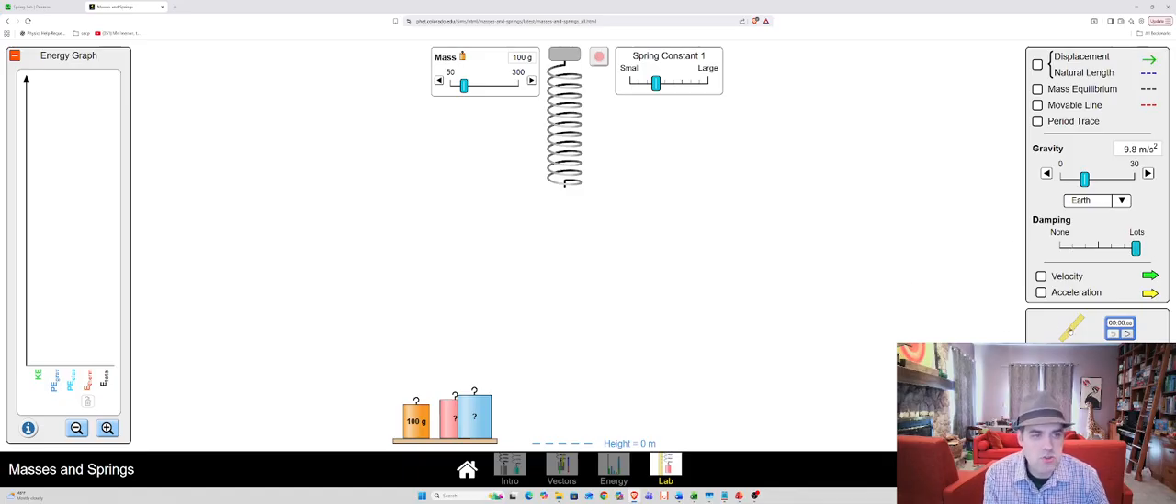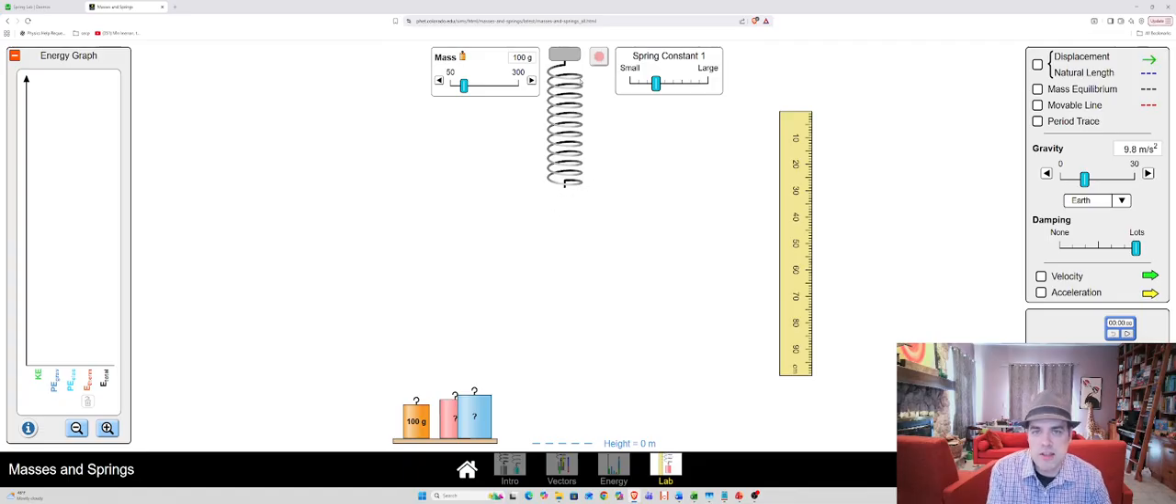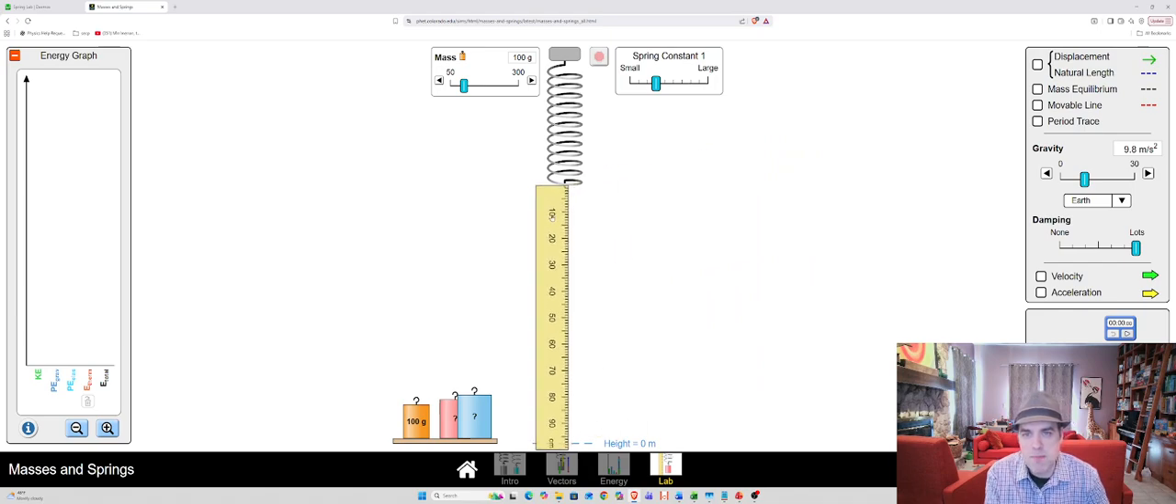We're also going to click and drag this ruler. And this is in centimeters. And we want to start by using it, finding the unstretched length. So there's no masses on here. So this is the unstretched position. We're going to take the very top of that ruler and put it right there at the very, very bottom of our spring here.